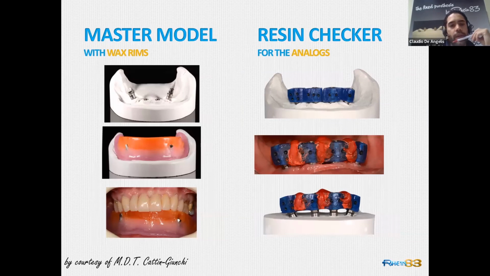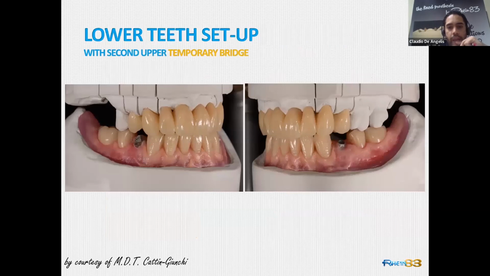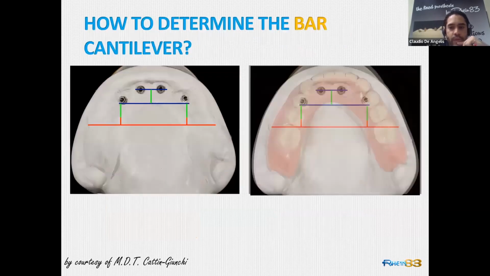They also made a new wax rim to register the final new vertical dimension, and they produced the removable denture below, and also the doctor placed the implants. They made a bar to check the compliance between model and the mouth of the patient for the implant positioning. And after that, they produce a bar.